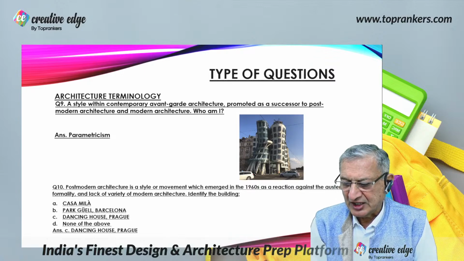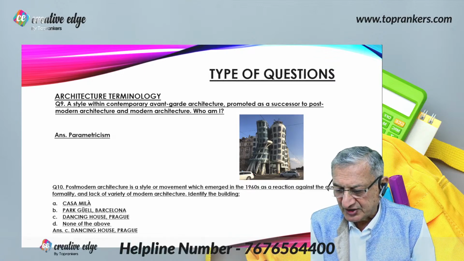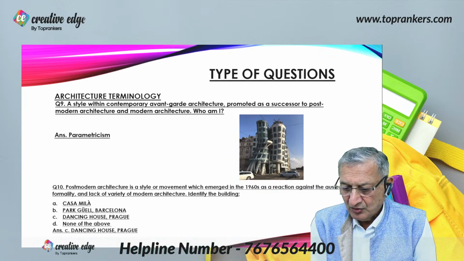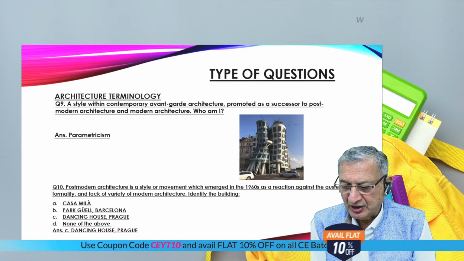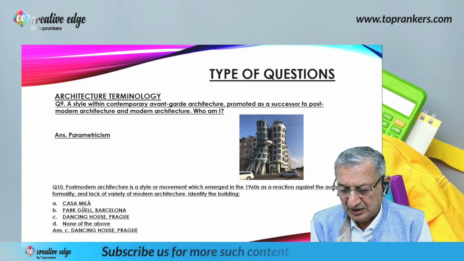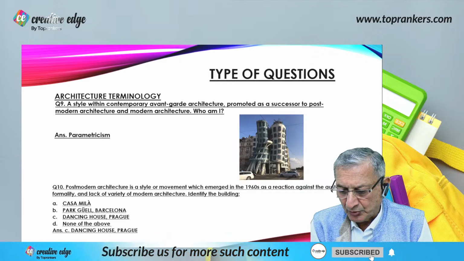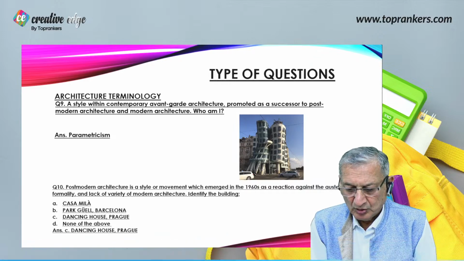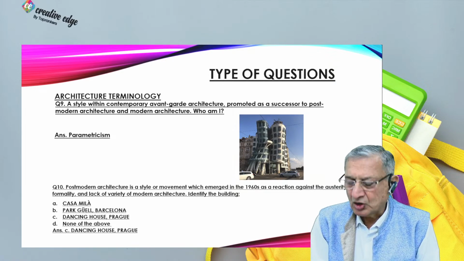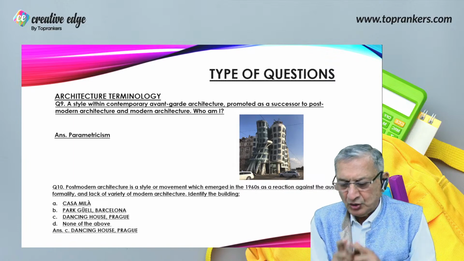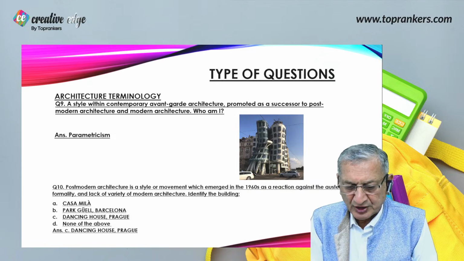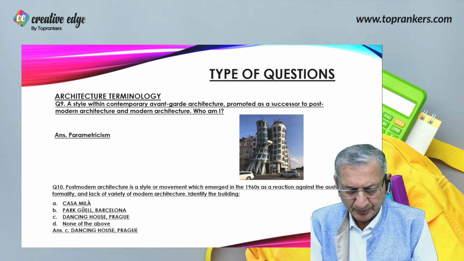The 10th question is also on the same picture. Postmodern architecture is a style or movement which emerged in the 1960s as a reaction against the austerity, formality, and lack of variety of modern architecture. Identify the building here: Casa Mila, Park Güell Barcelona, Dancing House Prague, none of the above. So the answer is the third, that is C, Dancing House, Prague. So not only on the blueprint, you may be questioned directly by showing the building through its picture, and you have to identify the building.